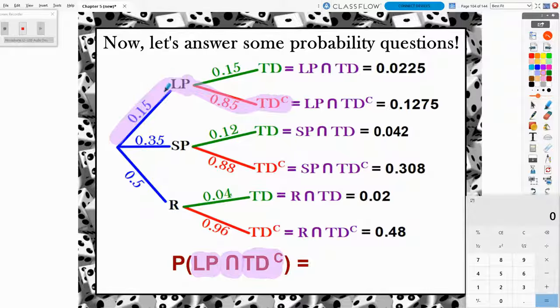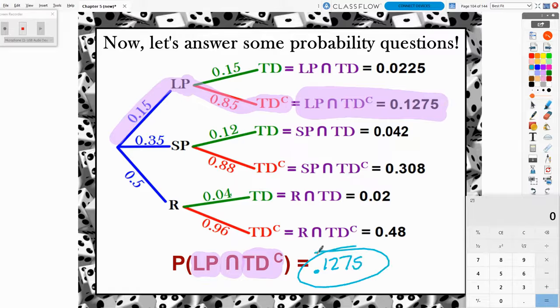Now, that is two situations that happen kind of back to back, right? Long pass, and they did not score a touchdown. That really represents the end branch probability of those two events. So the final answer is this 0.1275 that we already came up with here.